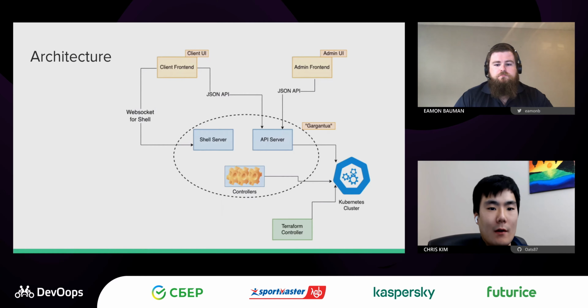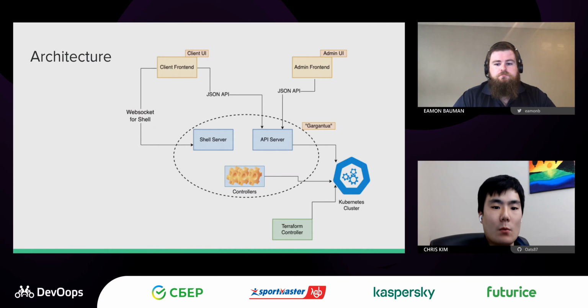The actual architecture of the entire system of HobbyFarm can be boiled down and looks quite simple here. If we look at this architecture diagram, we can see that the client front end and the admin front end are two separate components, and those are primarily what Eamon worked on, because Eamon built those components. The center circle is what we call Gargantua, and Gargantua is our Golang monolith. It has multiple components in it, but primarily it serves as the API server, the shell server, and has the various controllers to operate against the Kubernetes cluster.